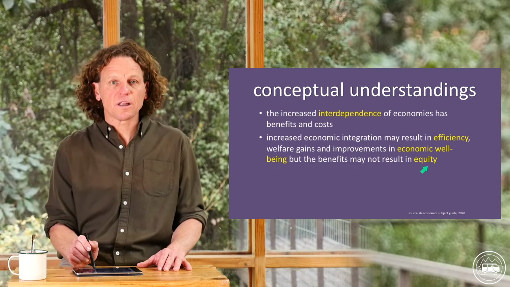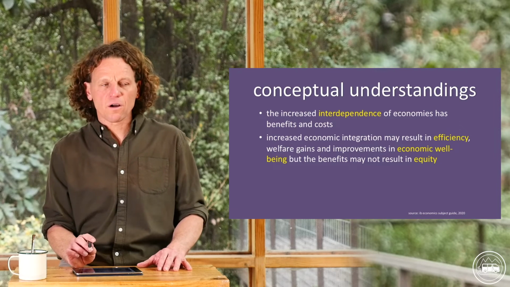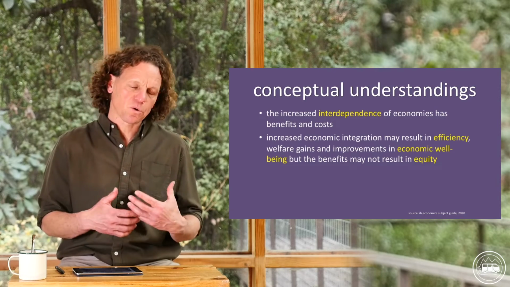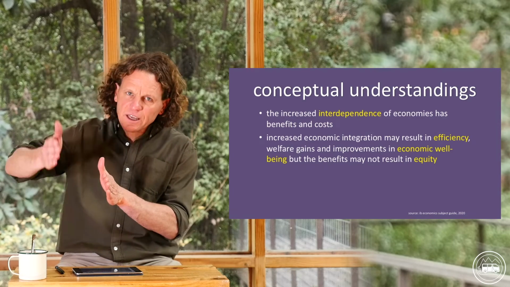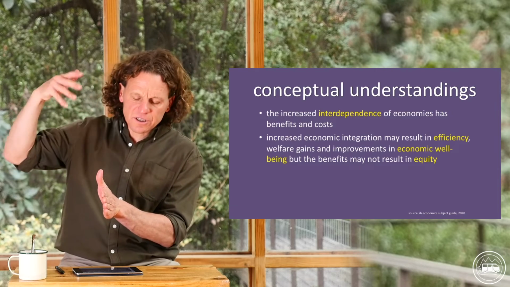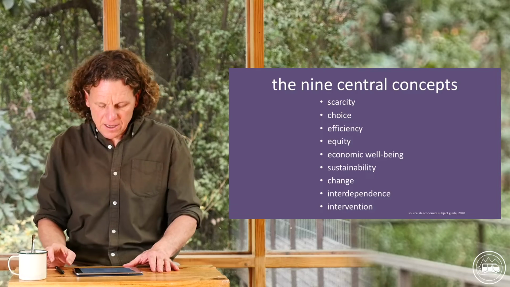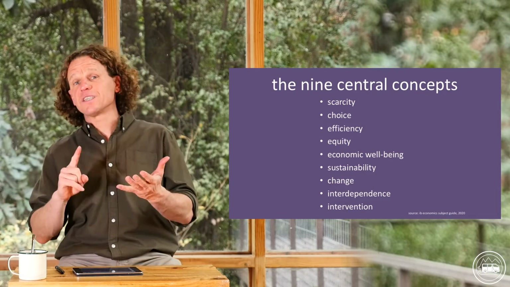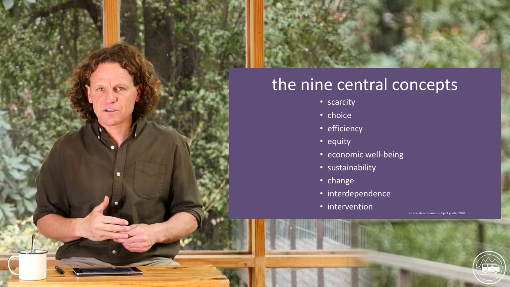And hey, do you see some yellow terms? You do. 1, 2, 3, 4. What are those? Those are 4 of the 9 central themes or concepts that are the underpinnings, the lenses through which we look at the real life situations that we are looking at in economics. See how it just gets easier and easier as you go through your studies? And what are the 9? You asked, I have the answer. Scarcity, choice, efficiency, equity, economic well-being, sustainability, change, interdependence, and intervention.